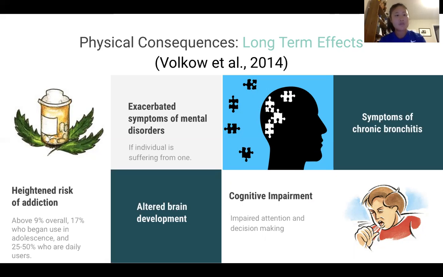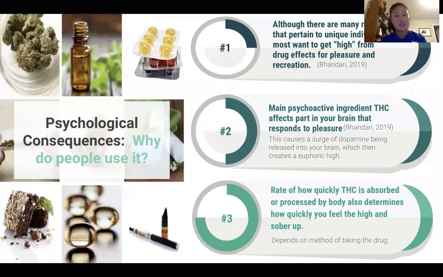And for those who take the drug through smoking, symptoms of chronic bronchitis have shown in these individuals as well. And for psychological consequences, the main question is, why do these people use it? And although there's many reasons why people use it, such as controlling nausea for a cancer patient going through chemo, a majority of these individuals use it for recreational purposes to get the high from these drug effects for pleasure.